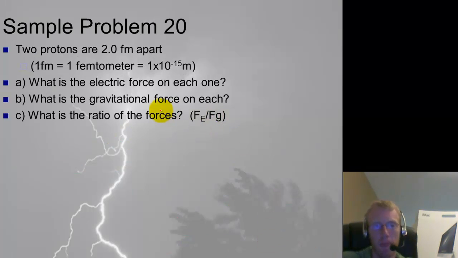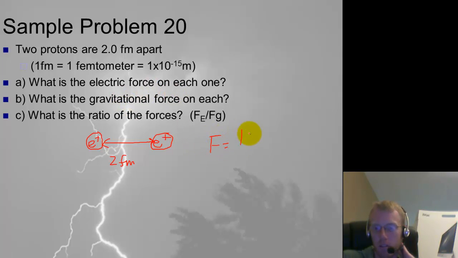Okay, another sample problem. 2 protons are 2 femtometers apart. What is electrical force on each one? So we've got proton 1, that's E positive, and we've got E positive, and they are 2 femtometers. Femtometers very, very close together. So this would be like inside the nucleus of an atom, for example. What is electrical force on each one?